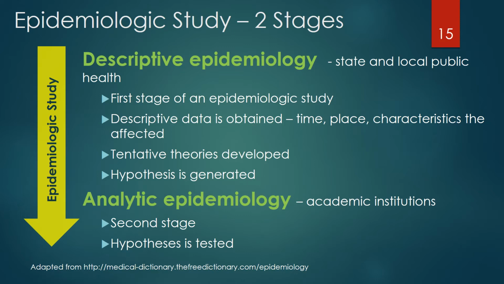Epidemiologic study can be divided into two stages, including descriptive epidemiology and analytic epidemiology. Descriptive epidemiology is often the focus of state and local health departments and often represents the first part or stage of an epidemiologic study. Descriptive epidemiologic data includes time, place, and characteristics of those affected. Descriptive epidemiology data leads to tentative theories regarding cause and effect, or even just an association. The result of descriptive epidemiology is the generation of hypotheses. Analytic epidemiology is usually the focus of academic institutions, the second stage of epidemiologic study where hypotheses are tested.